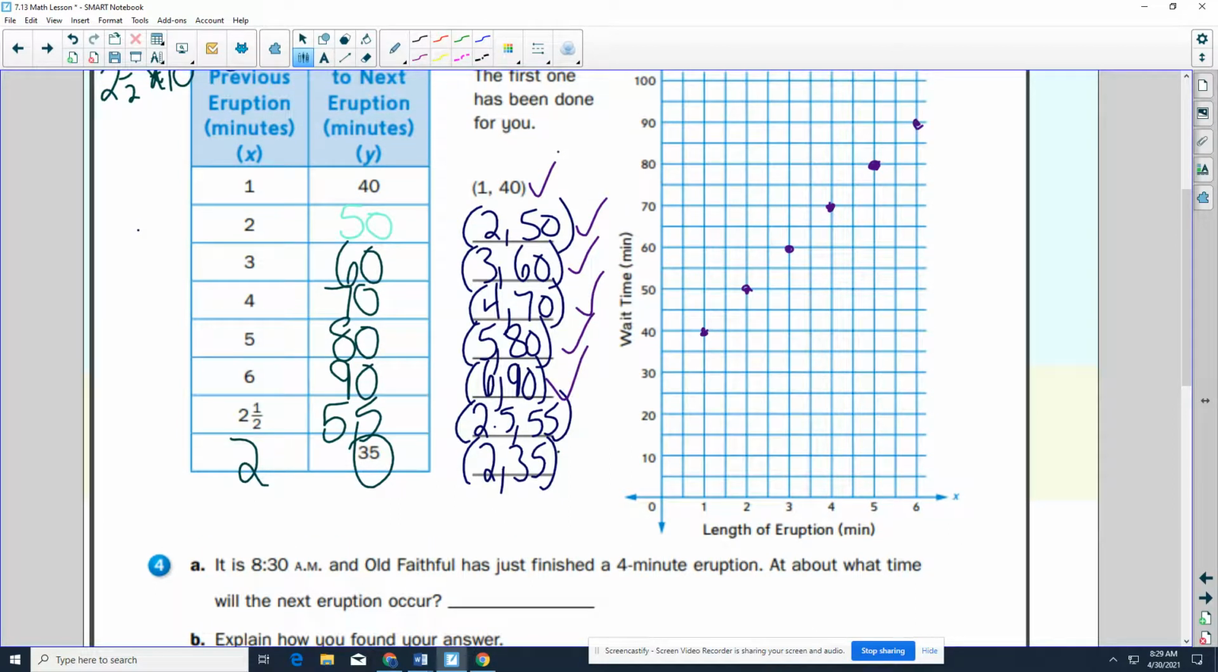Now the next one's a little bit of a trickster. It says 2.5, so it's going to be halfway between 2 and 3, and it's going to go up to 55. So it's going to be halfway between 50 and 60. And our next one, 2, and then 35. So 35 is going to be halfway between 30 and 40. The great thing is they made the lines there for you so they can be seen.